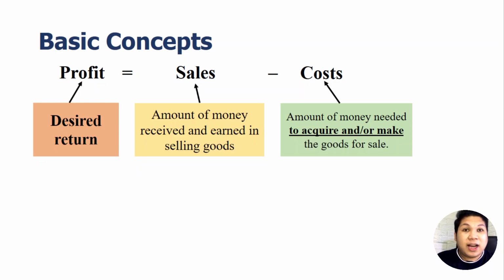Now, deducting the costs from the sales, you will get the profit. The profit is basically the amount that you will get after deducting everything, the costs especially, from the sales. Okay, so our focus in this video is all about the costs.